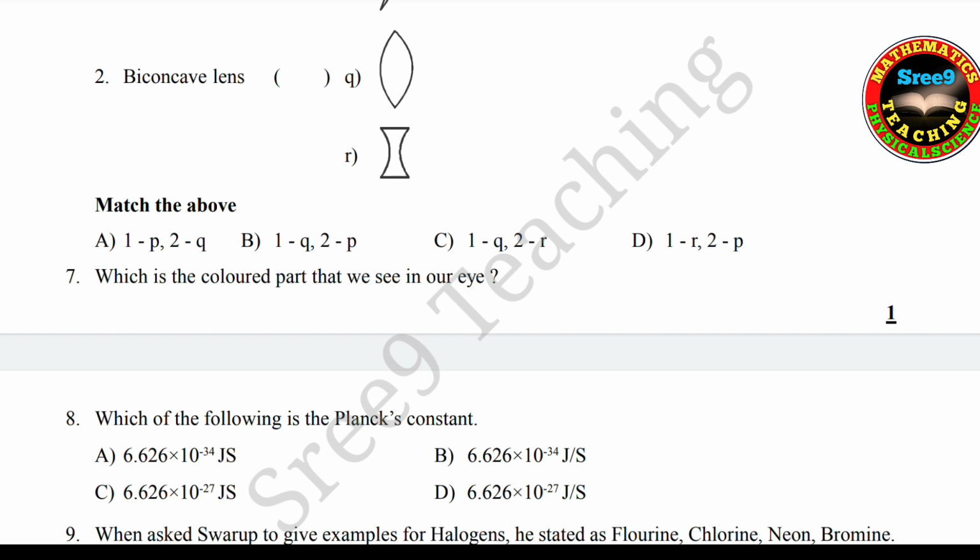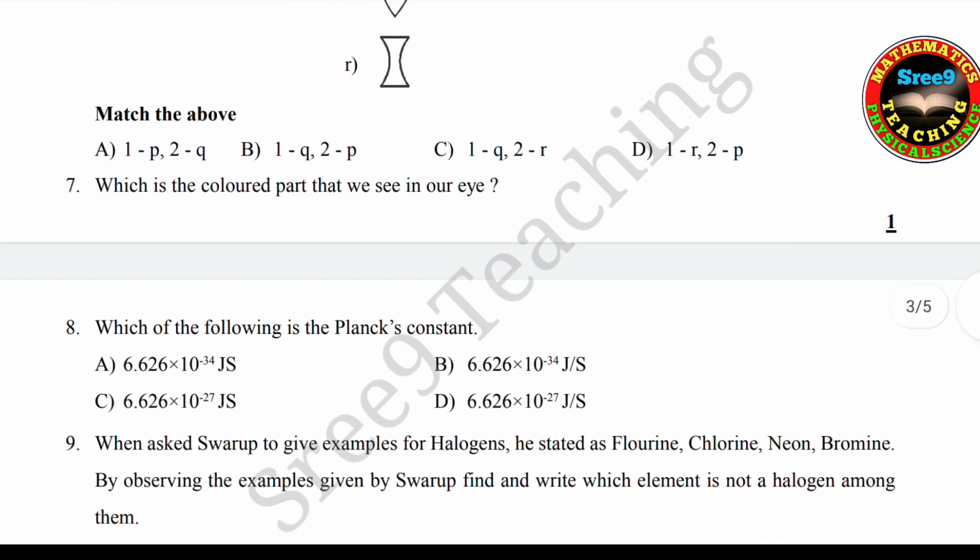Now seventh question, which is the colored part that we see in our eye? Yes, if you see the human eye and the colorful part, we have that in the chapter on the structure and working of the human eye. There, in the human eye the colored part will be the iris. The iris surrounds the pupil.